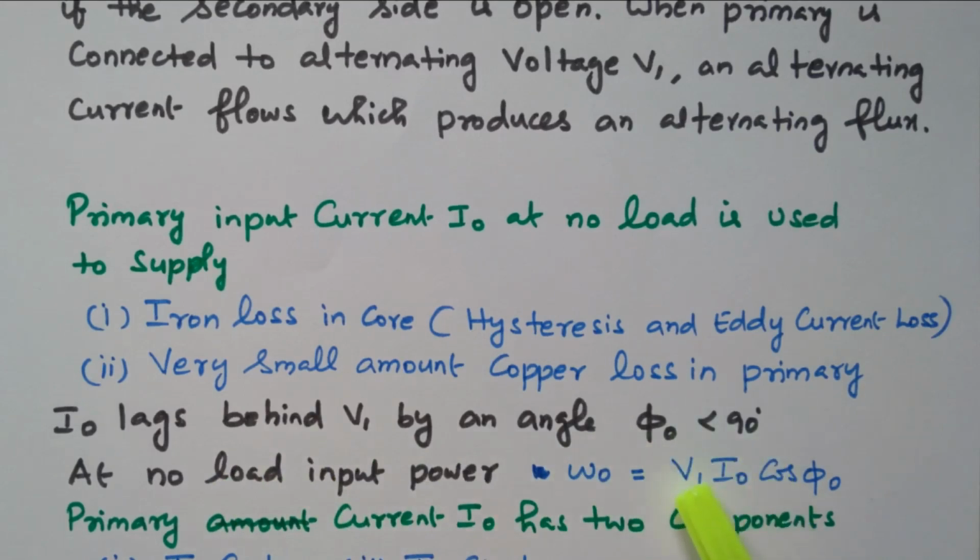That is due to the inductive circuit, where the current is lagging the applied voltage. So it is lagging by phi naught, but it is less than 90 degrees. So at no load, the input power is W naught equal to V1, this is the applied voltage, I naught is the small amount of current flowing through the coil, then cos phi naught. This phi naught is the angle between V1 and I naught.